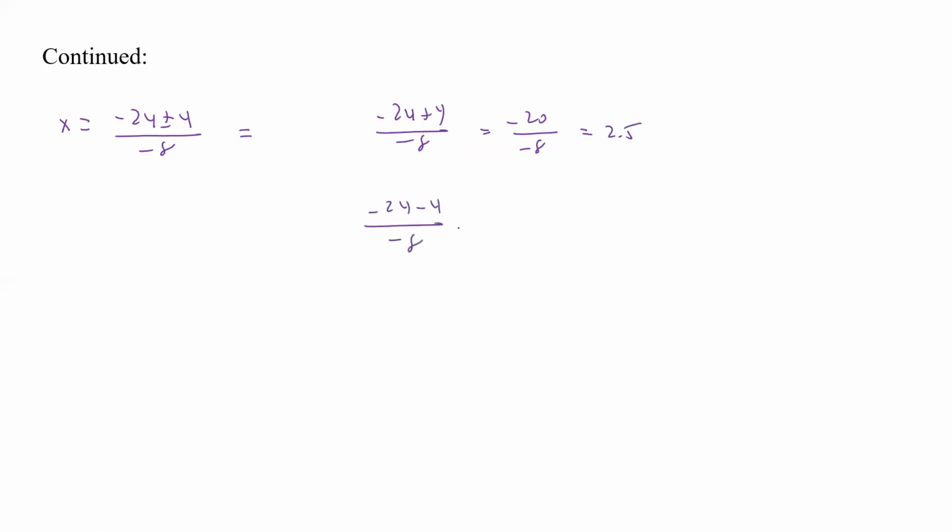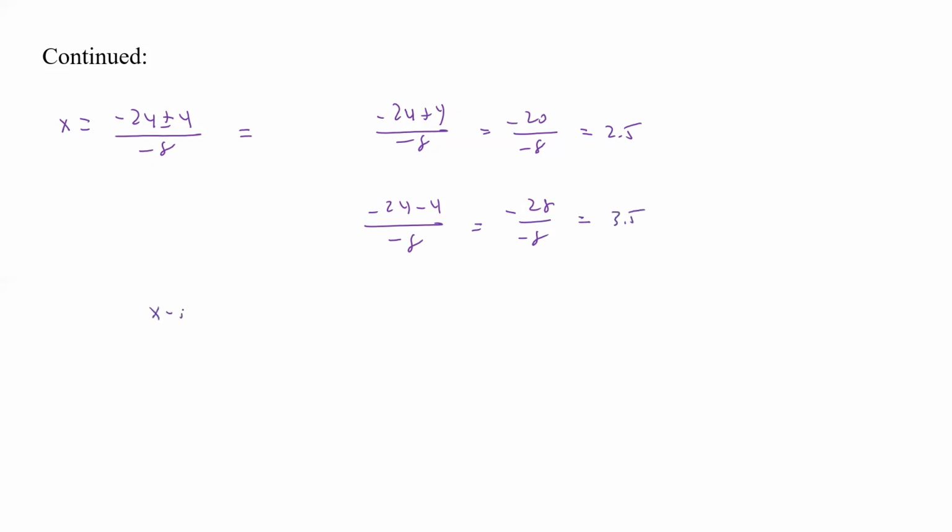And so let's write that down again. So x is going to be negative 24 plus or minus 4 over negative 8. So that gives us negative 24 plus 4 over negative 8, which is going to be negative 20 over negative 8, which is going to be a positive, and 20 divided by 8 is going to be 2.5. And then we also are going to get a negative 24 minus 4 over negative 8. So that's going to give us negative 28 over negative 8. So it's going to be a positive again. And that's going to give us 3.5.